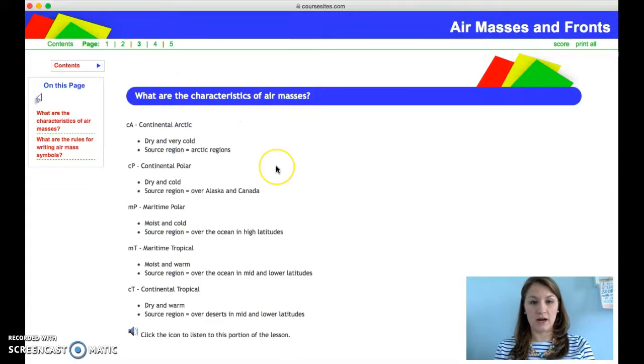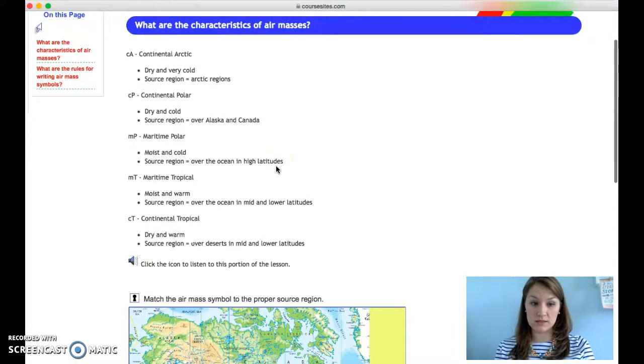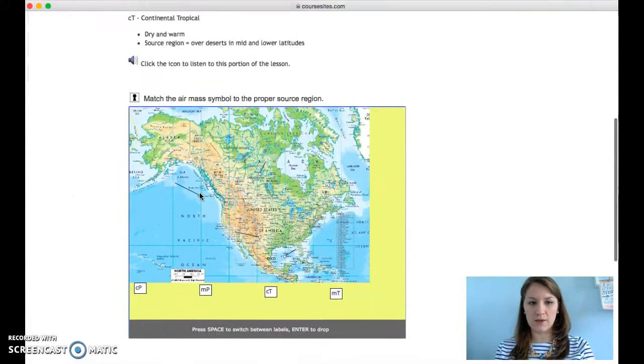which then goes over the characteristics of the air masses. Students again can listen to the content that is presented to them. I included a matching section here to check for understanding, so students would drag the appropriate air mass symbol to where its source region is.